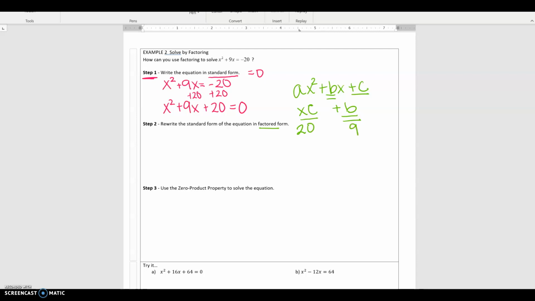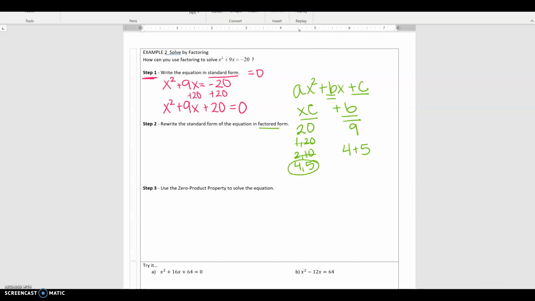So we need something that multiplies to 20. So we have 1 and 20, 2 and 10, 3 doesn't go in, 4 and 5, and then that's all the factors. Now we need to see which ones we can add or subtract to get 9. Well, 1 and 20, no. 2 and 10, no. 4 and 5, yeah, we can do 4 plus 5 and get 9.